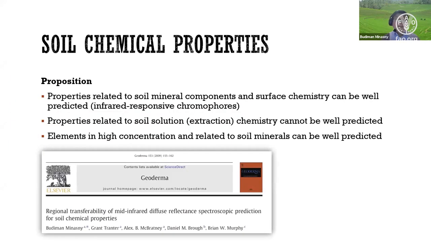So for soil chemical properties, before we begin, we have a hypothesis. Because with infrared you are getting the soil and it has an infrared signature characteristic to it, because it has to do with the mineral components and the soil surface chemistry, it will be well predicted. But properties that are related to soil solution or soil extraction chemistry should not be well predicted. Why? Even for available P, for example Bray P, Olsen P, or other types of extraction, you still don't have a good correlation. That means it's not related to the soil surface, because the infrared is only looking at the surface chemistry, right? And elements in a higher concentration and related to the soil minerals should be well predicted. So these are our hypotheses.